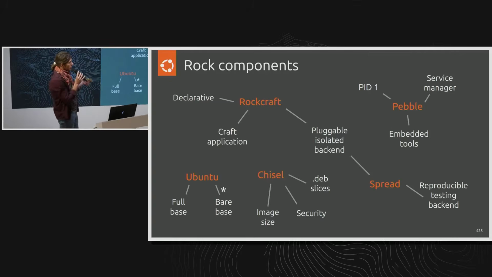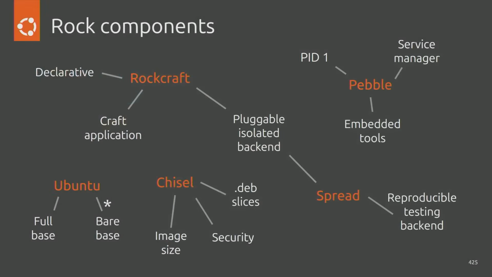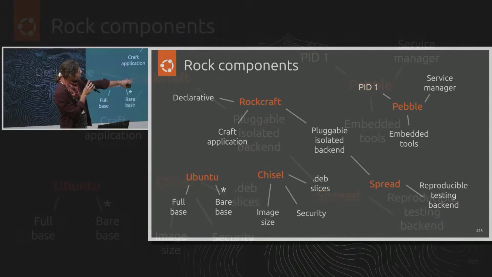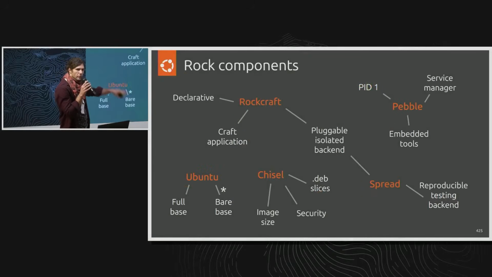What goes into a rock? So first of all, we have rockcraft, which is one of a family of craft tools, and we use rockcraft to make rocks. You've got the whole declarative power of craft applications with it, and you also get the pluggable isolated backend that we actually share with Spread. Spread is also Canonical's testing tool.